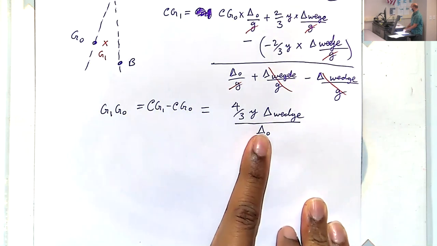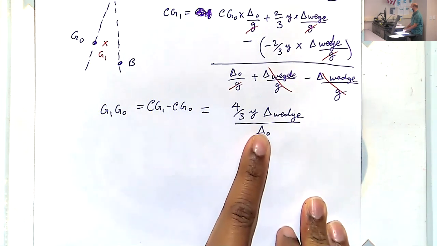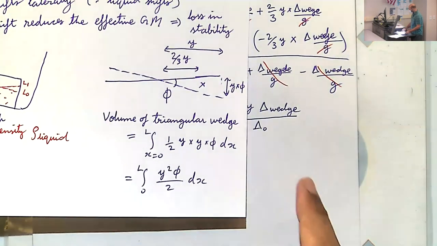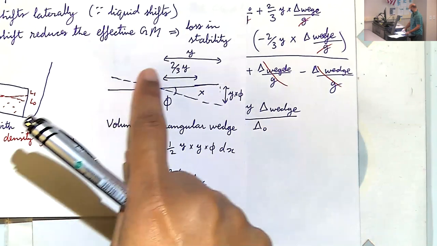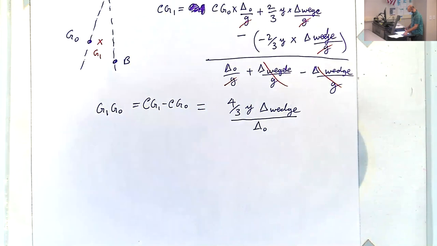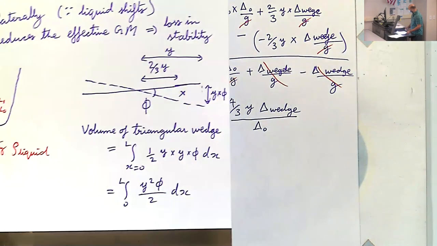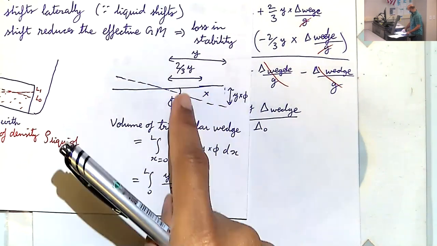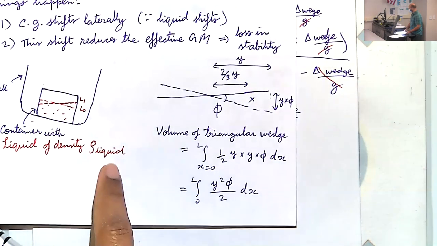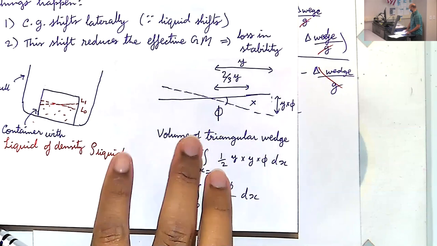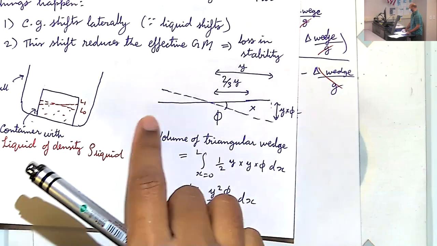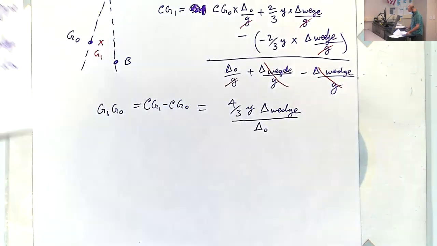All right. So delta zero, we know it's the displacement of the whole ship. Delta wedge, that we need to compute. The wedge that has moved from the left side to the right side, what is the weight that has moved? If we know the volume of this wedge, and if we know the liquid that we are carrying, we know the density, we just multiply the two, right? That gives us the mass. Rho times volume gives us the mass of this wedge.